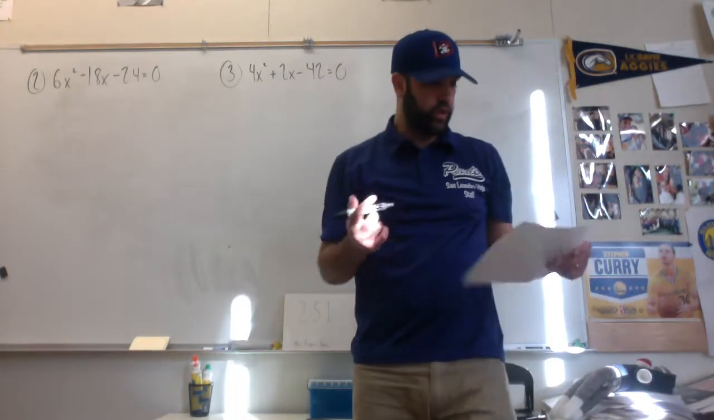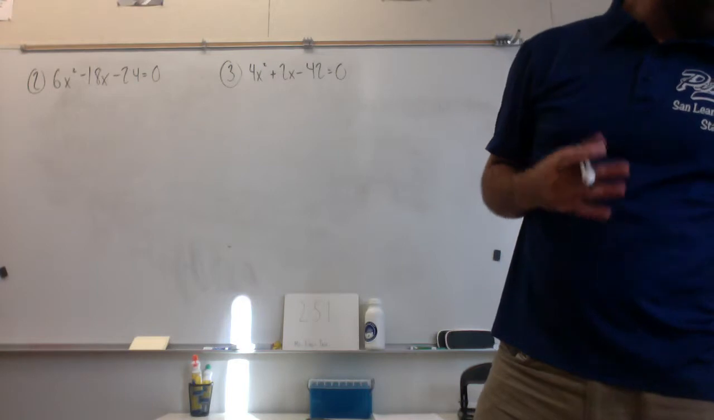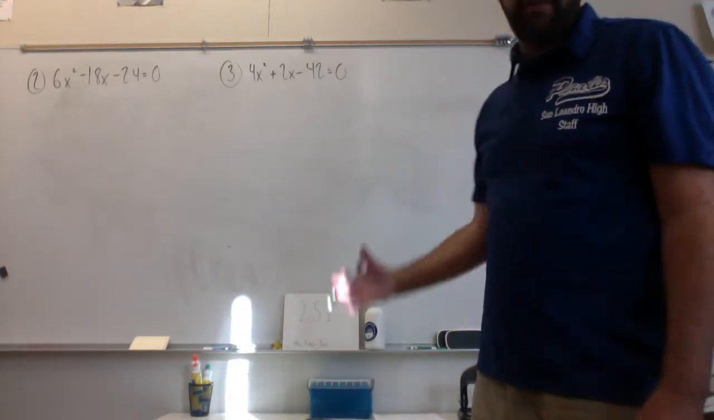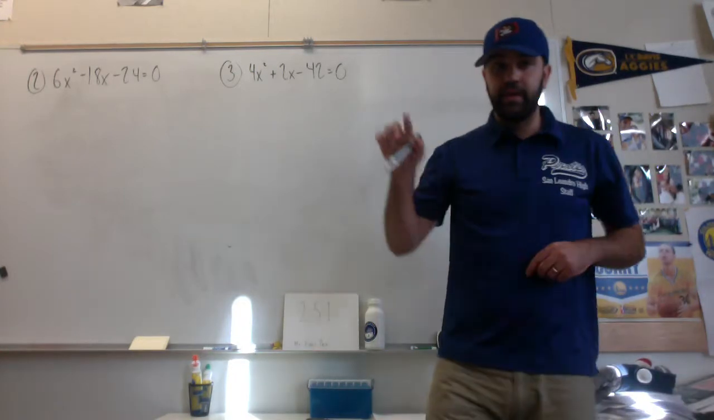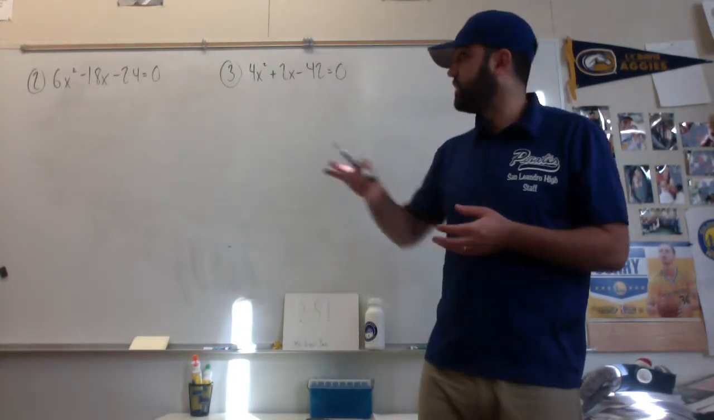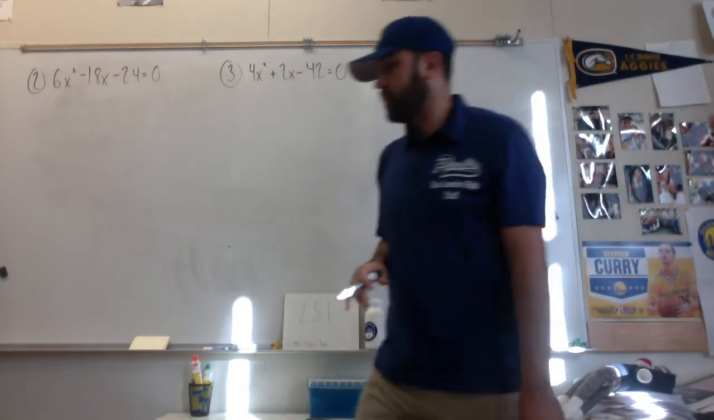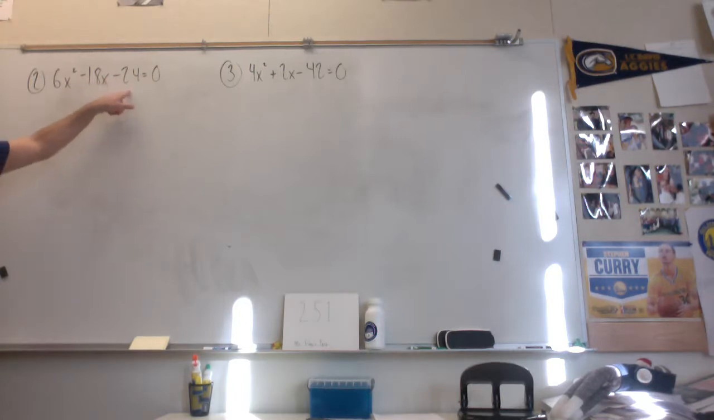Here's numbers 2 and 3. These also solve the quadratic equation, but this time we're solving by factoring. The first thing you should always do is look and see if there is any number that you can factor out first of the entire quadratic equation. So for here, 6x squared negative 18x minus 24.